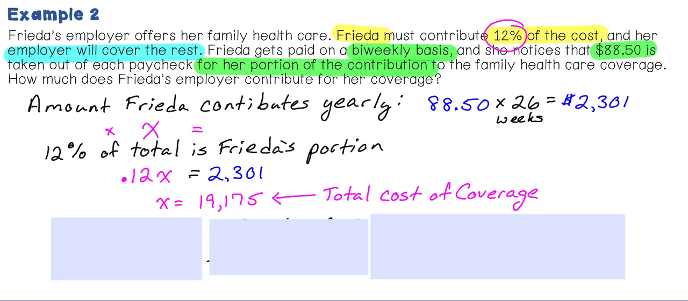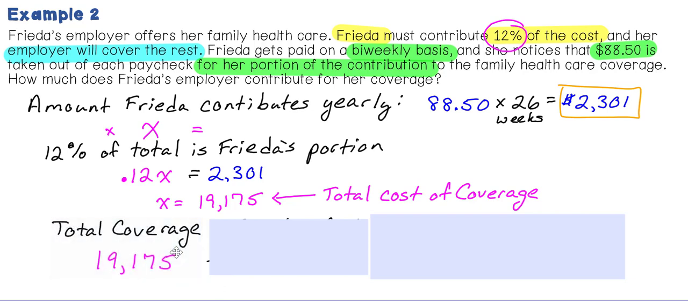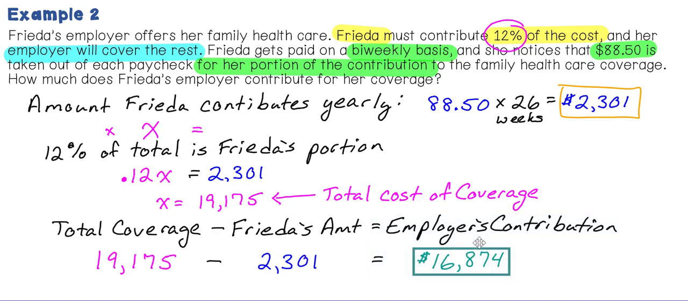Now we know that Frida pays 2,301 of that total amount. So to determine how much the employer is covering, you would take the total coverage of 19,175, subtract Frida's amount, and that would give you the amount of 16,874 as the employer's contribution.